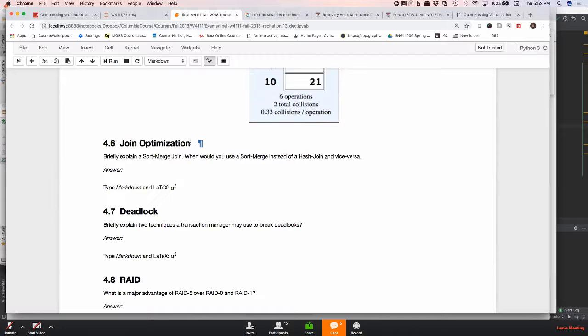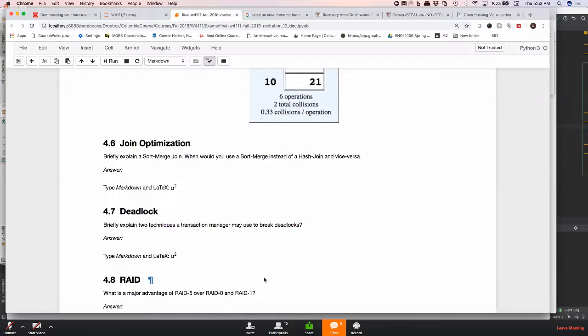Go ahead. Sort merge join: sort the tables according to the join keys, and then in a single pass. Yes. Why would I do that? So you only have to go through all the data points once, right? But the question is, how does that work?